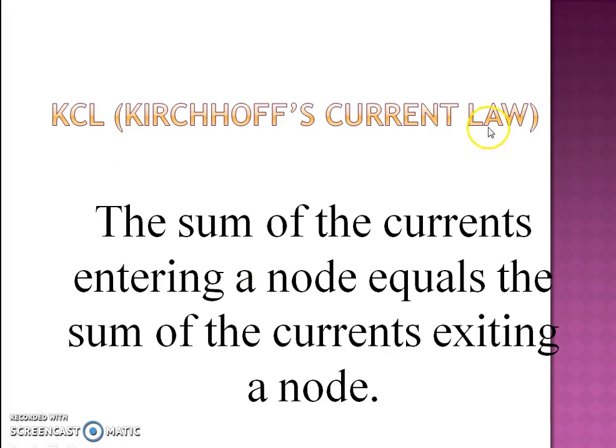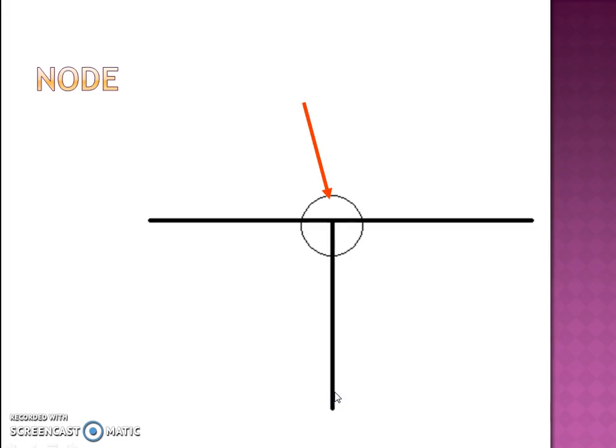Coming to Kirchhoff's current law. In general, we can state Kirchhoff's current law as: the sum of currents entering a node equals the sum of currents leaving, or exiting, that particular node. If you see a simple branch node here, this is a node which is a combination of two or more branches. At this particular node, there is a change in the direction. There is splitting of the current at this particular node.